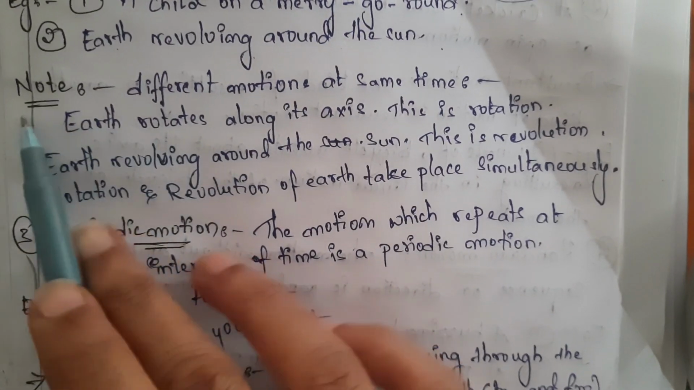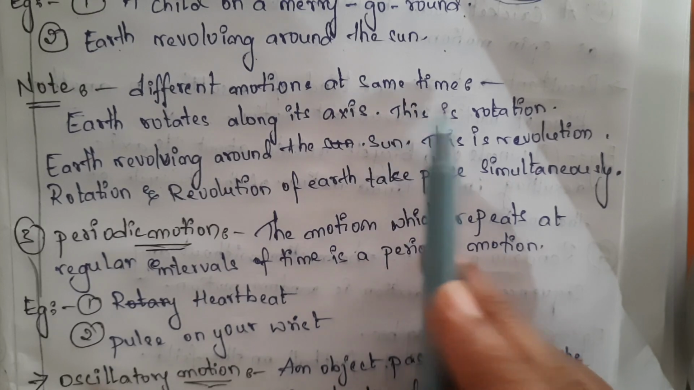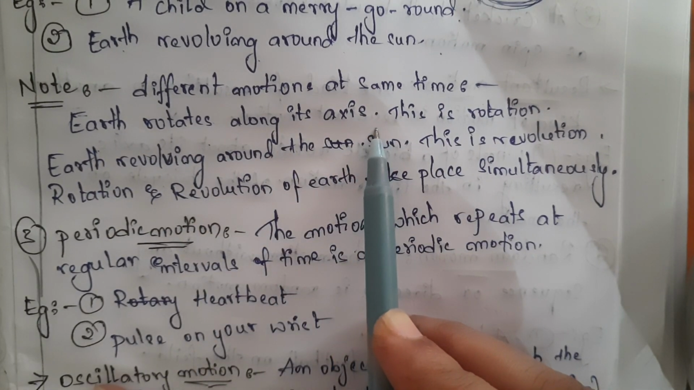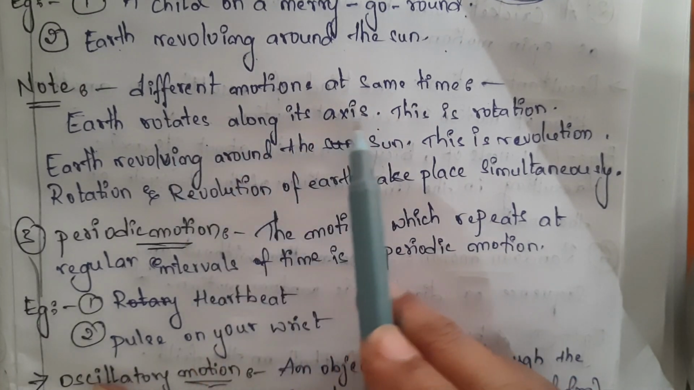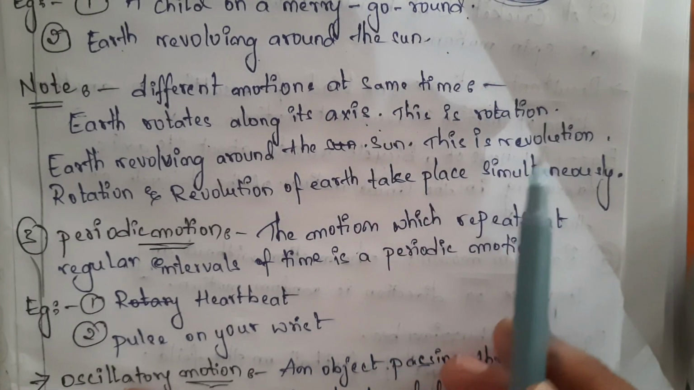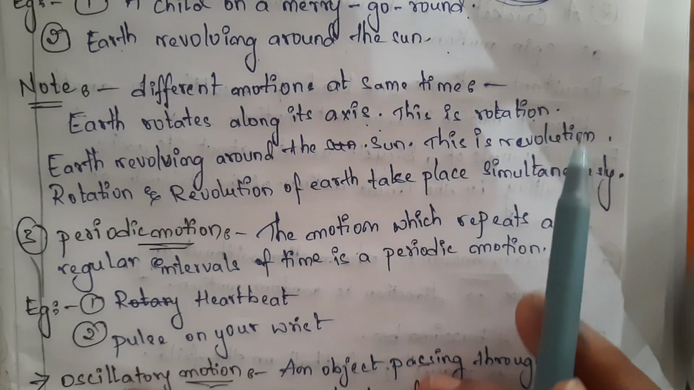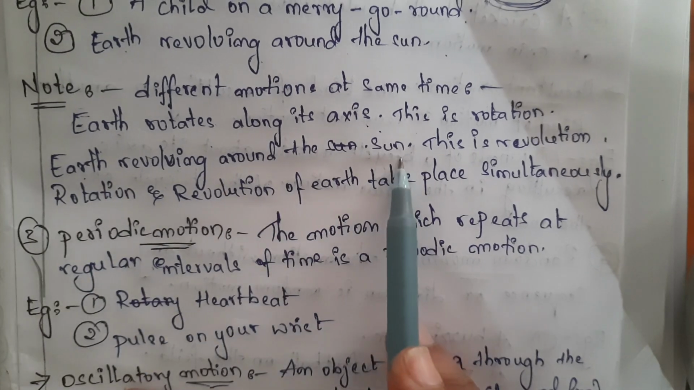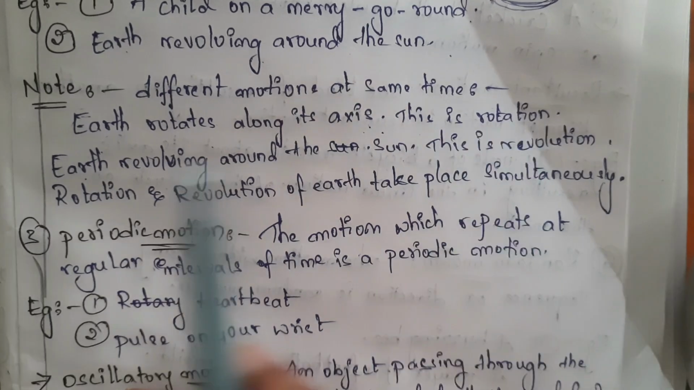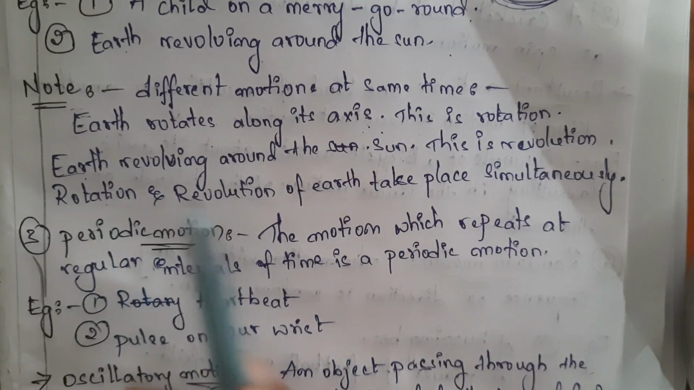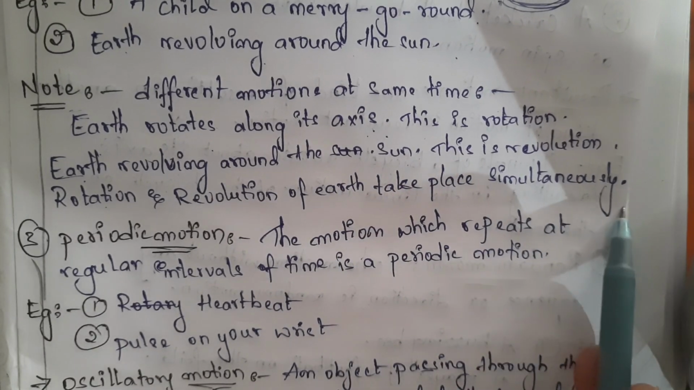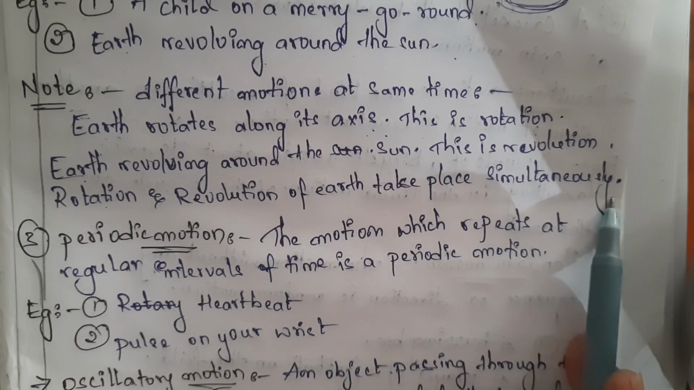Now, let's have a little note. Different motions at the same time. Earth rotates along its axis. So we know that earth is making two kinds of motion. It is rotating itself, which causes day and night, and this is rotation. And the next one, it is revolving around the sun, which is causing seasons. Earth revolving around the sun is revolution. Earth rotating on its axis is rotation. Earth is exhibiting two different types of motion, that is rotation and revolution. So both are taking place simultaneously. Simultaneously means at the same time. Okay, both are taking place simultaneously.